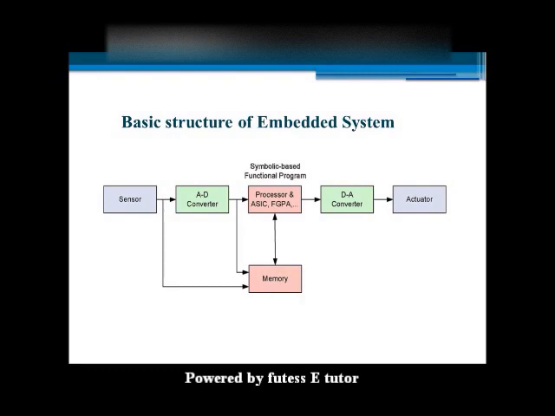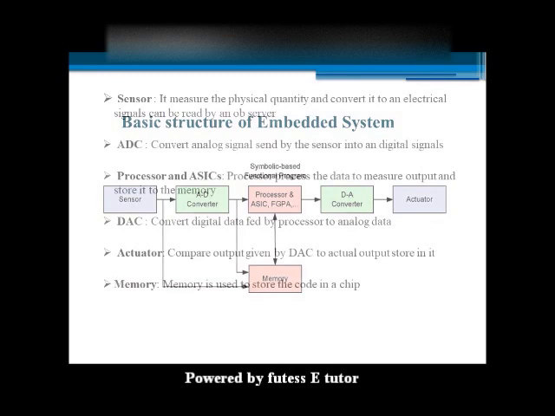This is the flowchart of the basic structure of an embedded system. It contains a sensor, analog to digital converter, processor, digital to analog converter, actuator, and memory.